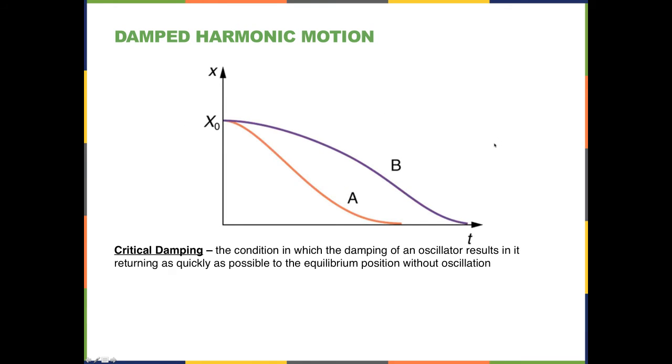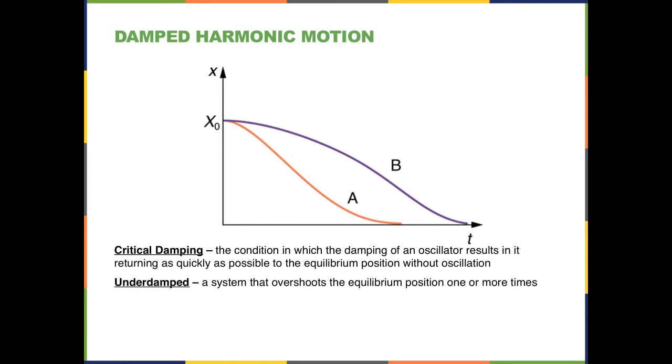Now, critical damping is a condition in which the damping of an oscillator results in it returning as quickly as possible to its equilibrium position without oscillation. So what that means is that if critical damping occurs, you pull the material to its position x and it returns to position 0 without any oscillation whatsoever. That's known as critical damping.